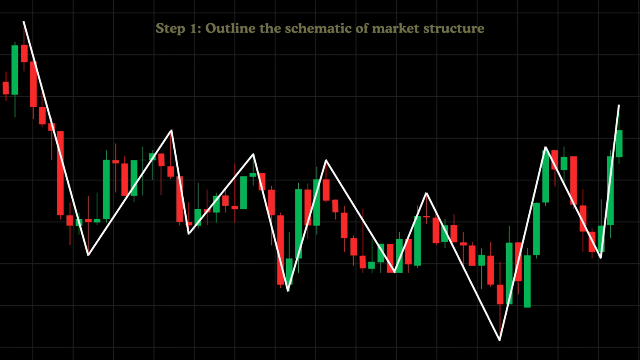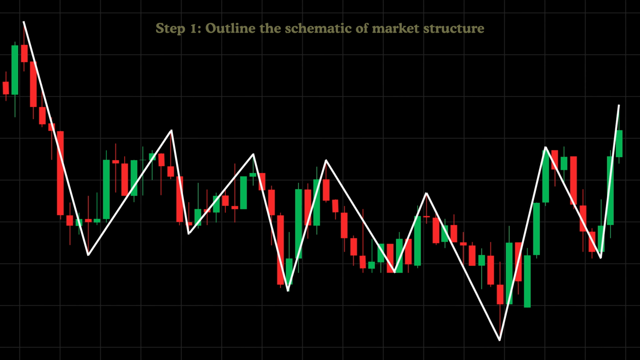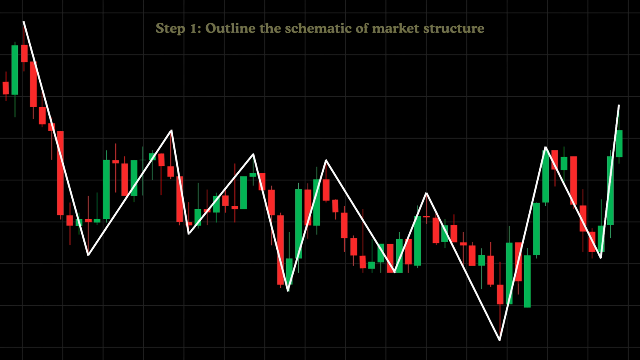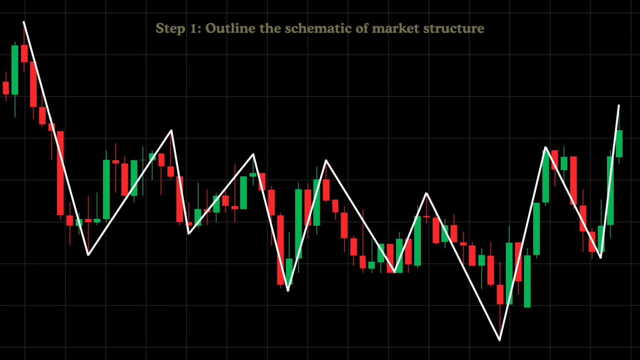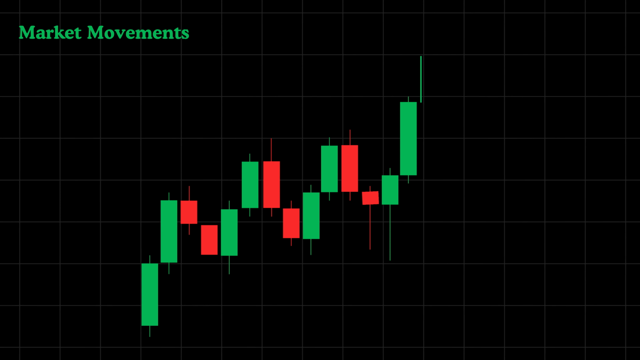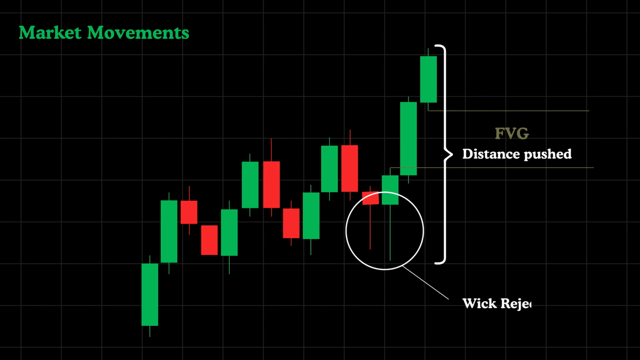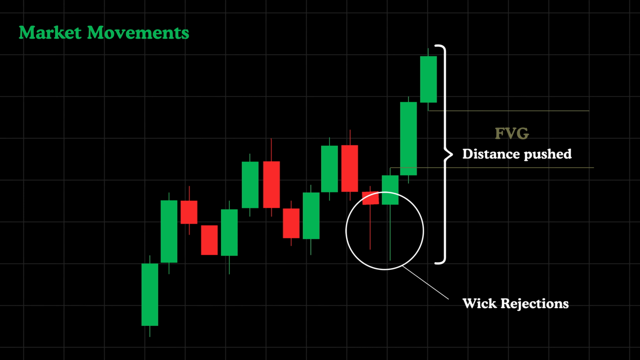You can also include internal structural elements on the chart if needed. However, the main goal of creating this schematic is to analyze recent price action between buyers and sellers using the line chart to better determine who currently holds control. Any reaction to a specific price level can be viewed as a swing, but the true strength of a price move is measured by how far it drives through imbalance and how it rejects levels through wicks.